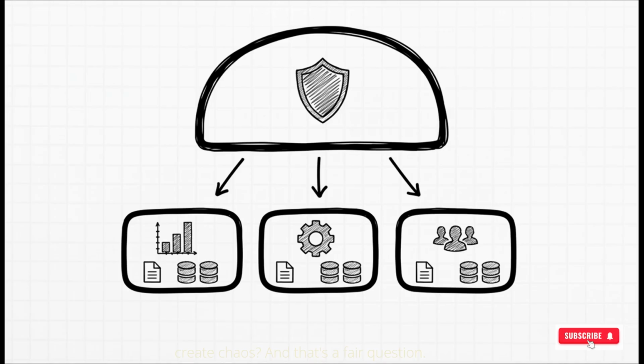And that's a fair question. But the governance model is actually super simple and effective. The best way to think about it is like a big office building. The tenant is the entire building, with top-level security at the front door. Then you have workspaces, which are like the different floors for each department. Marketing's on one, sales is on another, and they get to set their own rules for who can come and go. And inside those workspaces are the data items. Your lakehouses and warehouses, those are like the individual locked filing cabinets. So it's governed by default, but it lets each team own their own stuff.